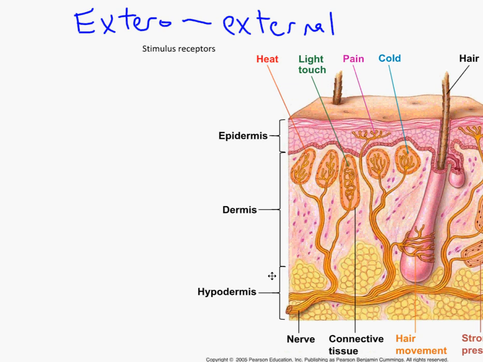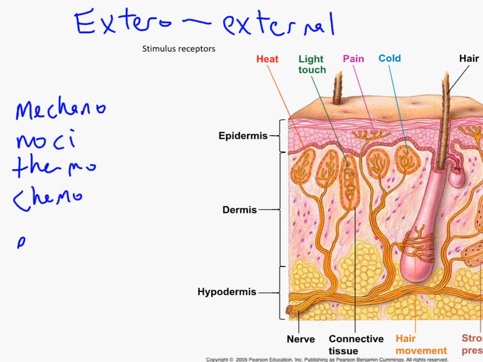There are the external ones: mechanoreceptors, nociceptors, thermoreceptors, chemoreceptors, and electromagnetic receptors. Now, big words for little things.